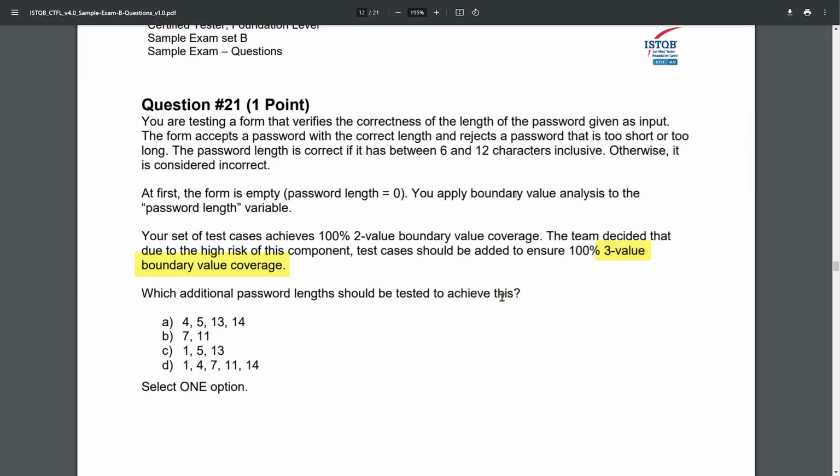Let's check the question one more time. As we can see, there are no specific conditions. We see that it will be necessary to apply a 3-value BVA.